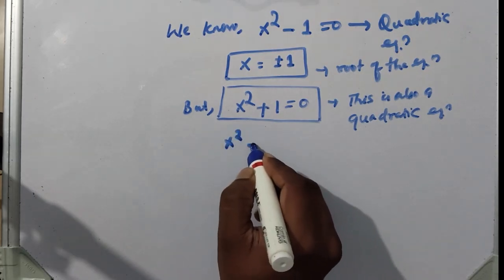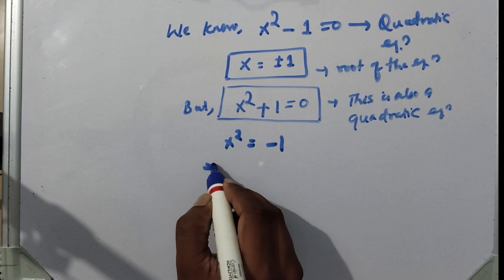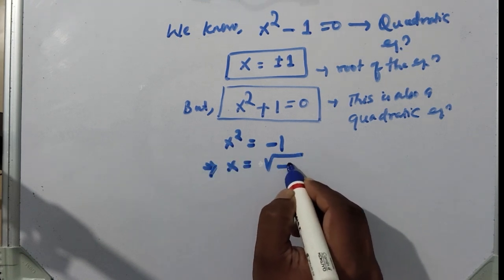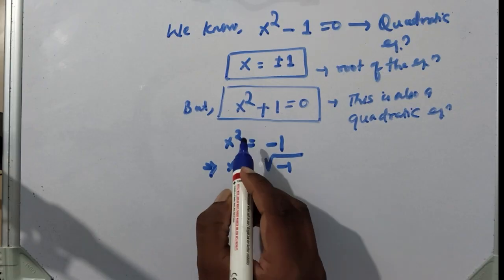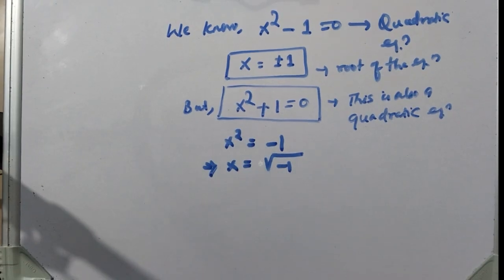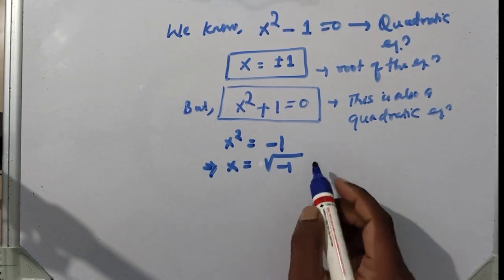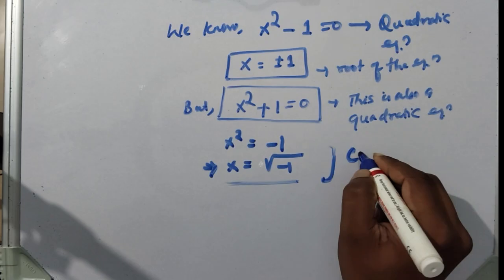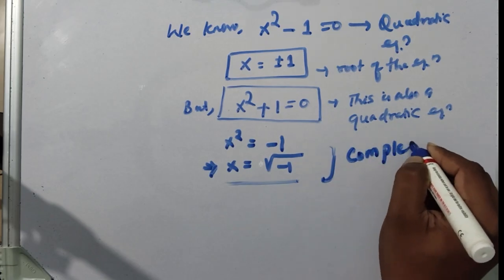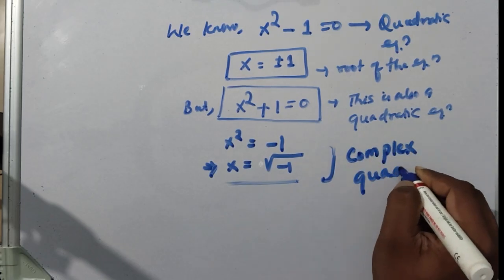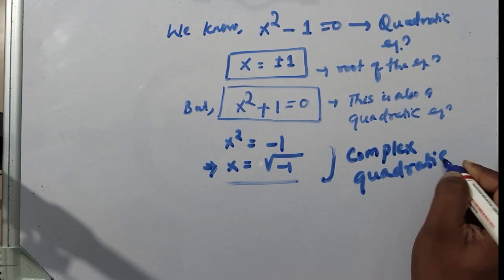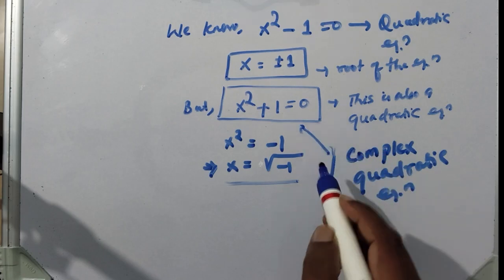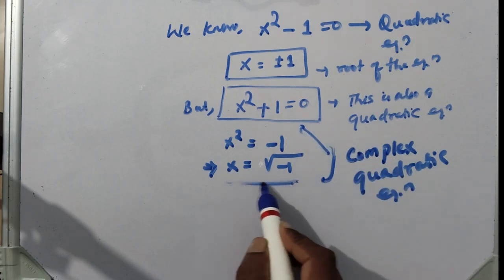So x square is equal to minus 1. It implies x is equal to root over of minus 1. So in this case, we call it a complex quadratic equation. Why? Because we have a solution, but this expression is not real.